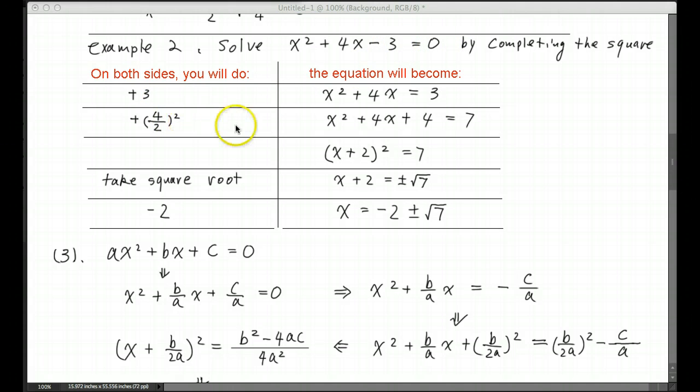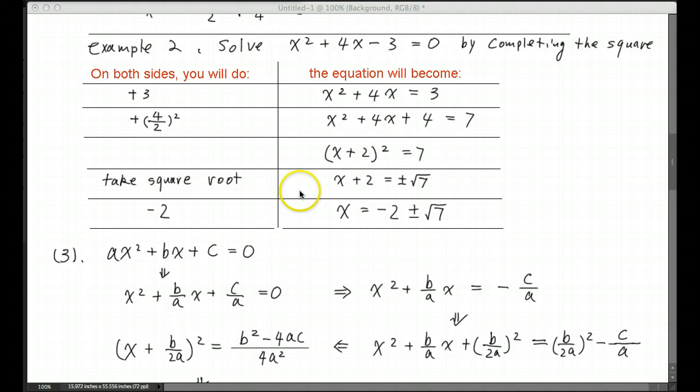And then you add one term, which is half of the b, so half of the 4. I use 4 divided by 2, then square. So that's actually just 4. I add a 4, and on the other side you add a 4 as well, added to the 3, you get a 7. Then simplify and complete the square, so this becomes x plus 2. The 2 is half of this, so it's actually the square root of the 4. So x plus 2 squared equals 7.